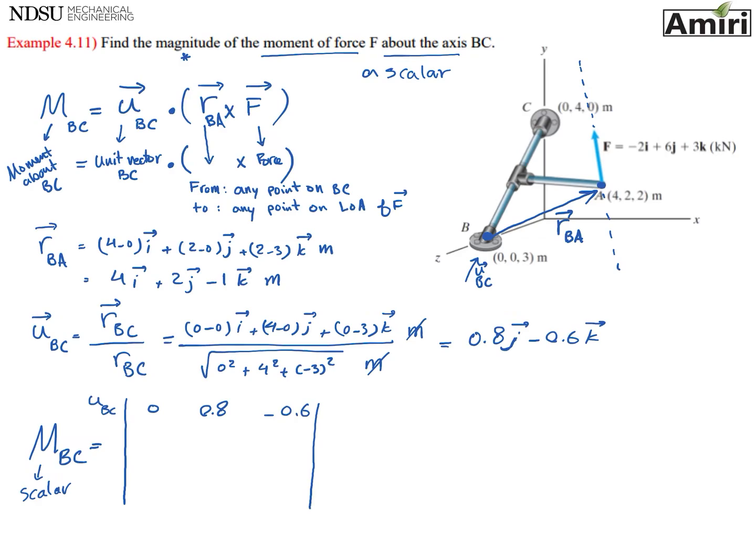There shouldn't be any ijk in my matrix or determinant. The second row is components of that R. So R, BA, the components go here, which I have 4, 2, minus 1. This one has units of meters. And the last row is components of my force, which is given to me as 2i, 6j, 3k. The units are kilonewtons. To find this, I'm going to bring this 0 here, and it's going to be multiplied by what remains after getting rid of the row and column that the 0 is located at, and it doesn't matter because it's 0. The second, I'm going to bring this 0.8, but you have to remember there is a negative here. Don't forget that.